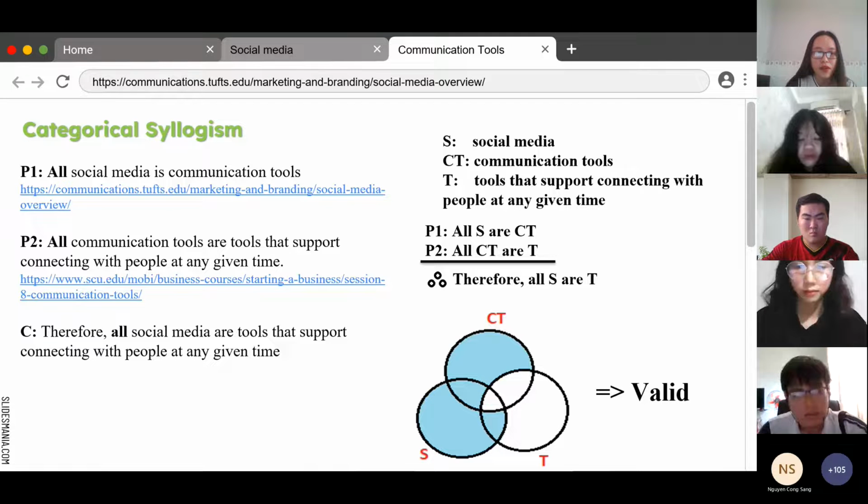So S stands for social media, CT stands for communication tools, C stands for tools that support connecting with people at any given time. This argument is presented by a Venn diagram, and as you can see, this argument is valid. So in short, we agree with the point of view that social media has improved human communication.